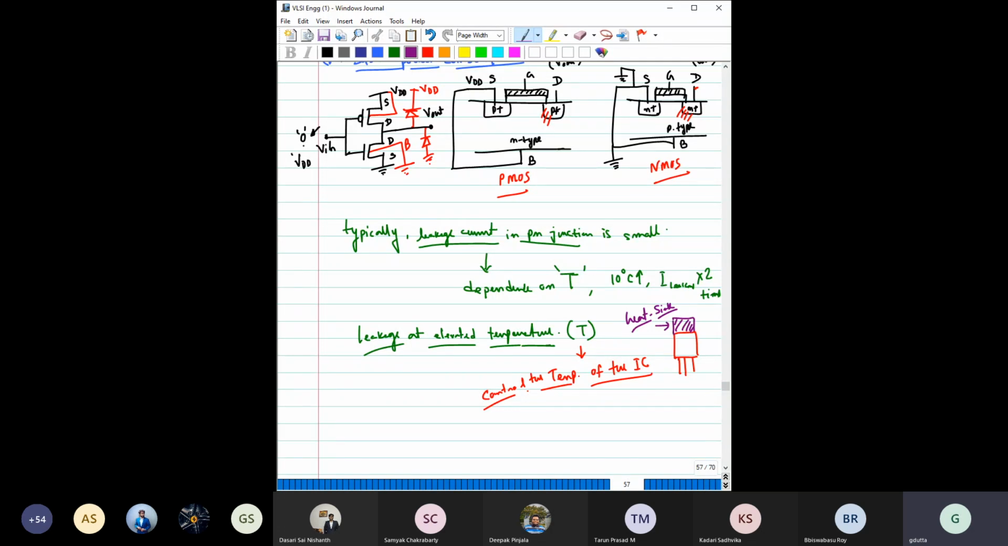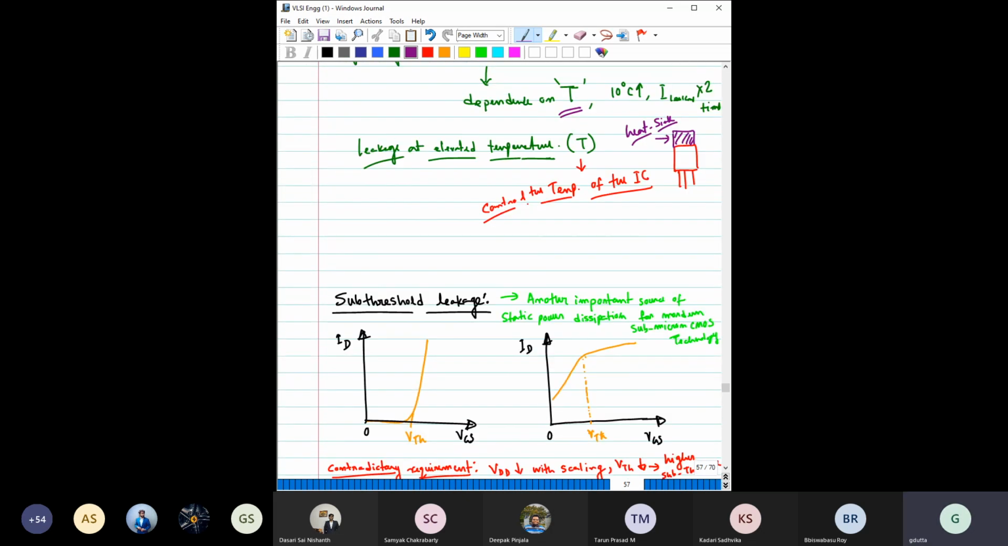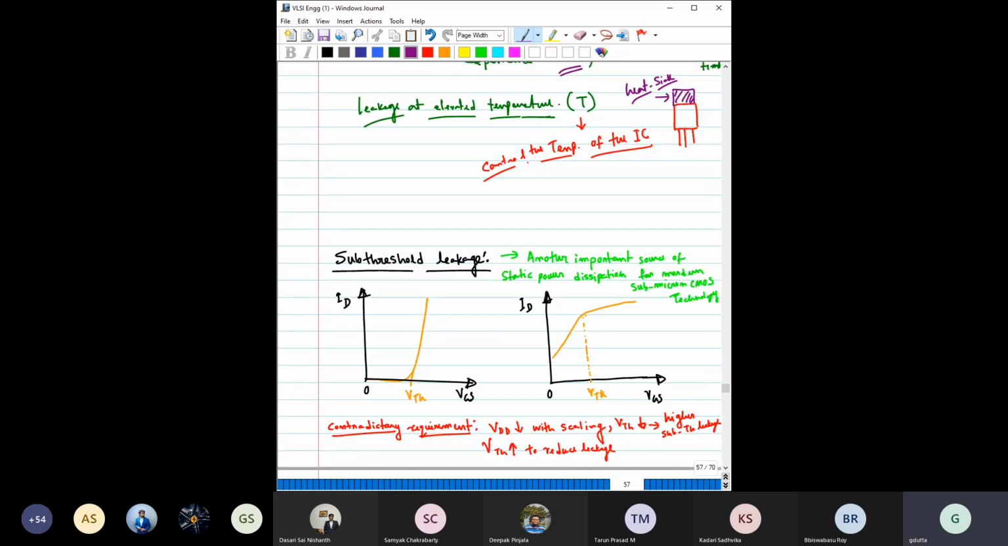So there are different techniques by which you can reduce the IC temperature, because temperature is another factor which, as a designer, you should keep in mind. If the device temperature or the IC temperature increases, then the performance of the total circuit will deteriorate heavily, right? So this is another important thing, and this is from the point of view of PN junction leakage.